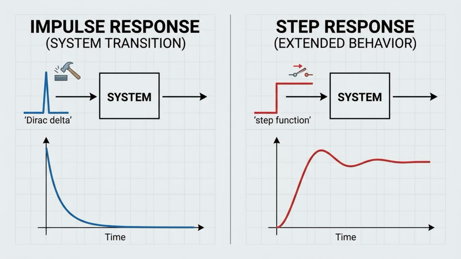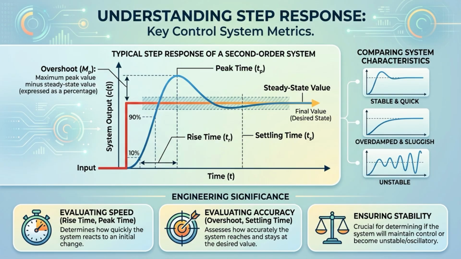Unlike the impulse response, which examines how a system reacts to an instantaneous event, the step response shows how the system behaves over an extended period after a sudden transition. This makes it particularly useful for studying transient and steady-state behavior. The step response provides valuable information about rise time, settling time, overshoot, and stability. These characteristics help engineers evaluate how quickly and accurately a system reacts to changing inputs.